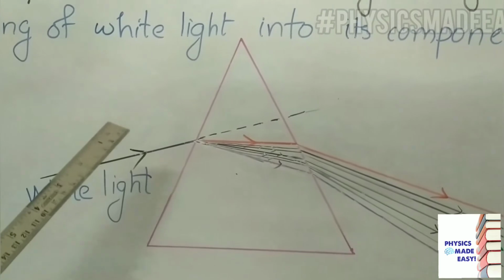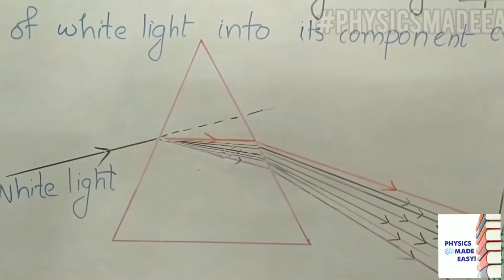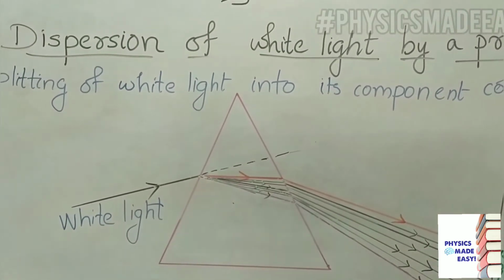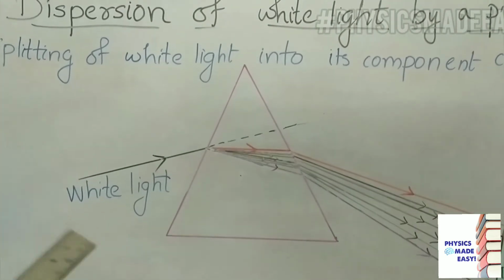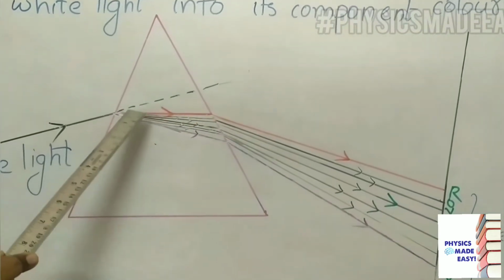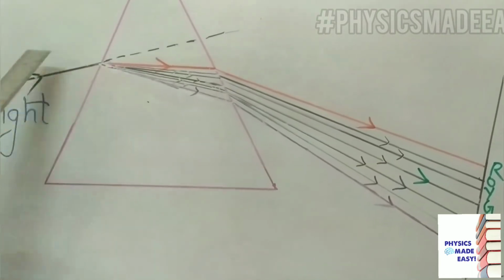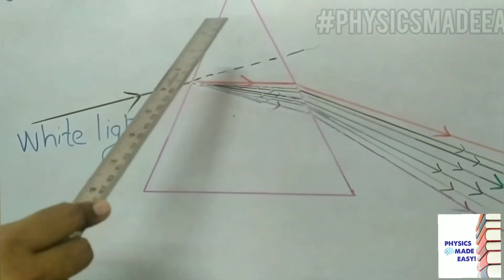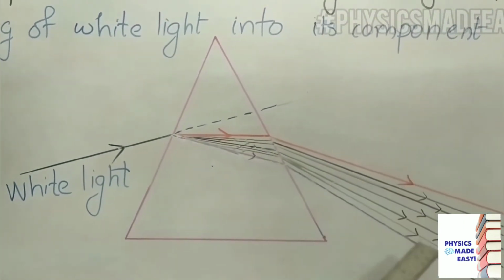Children, you know when a ray of light is passing through a prism, there is an angle of deviation. The emergent ray is making an angle with the direction of the incident ray of light. Here you can see 7 colors, no? Each color is making different angles with the direction of the incident white light. That's why you can see the white light splitting into 7 different colors.